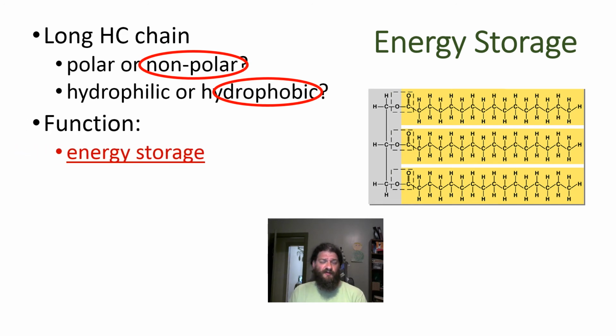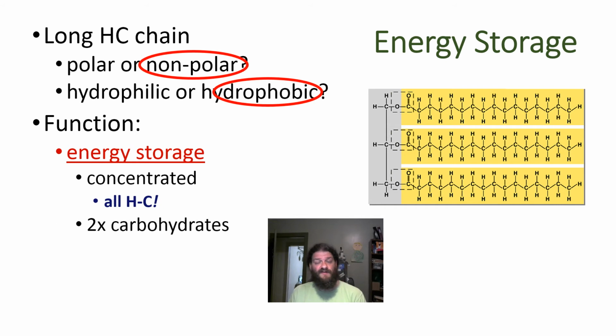So the primary function that we think of is energy storage. It's a good concentrated store of energy with all of those stable hydrogen-carbon bonds. They'll yield quite a bit of energy when they are broken, when we strip those hydrogens off. They do have, ounce per ounce, two times or more the caloric value of complex carbohydrates.